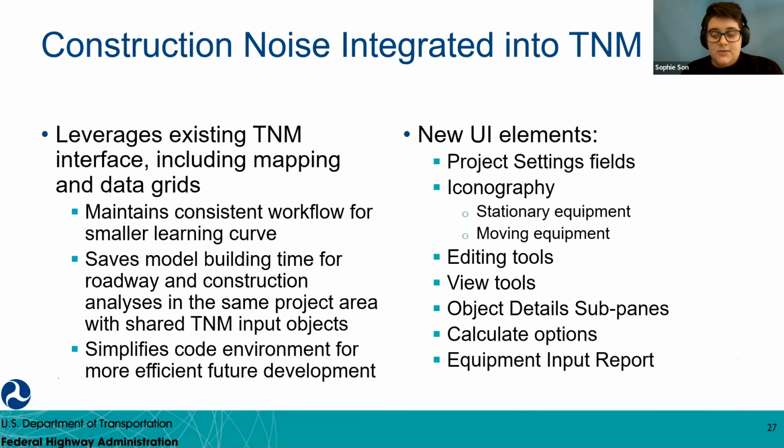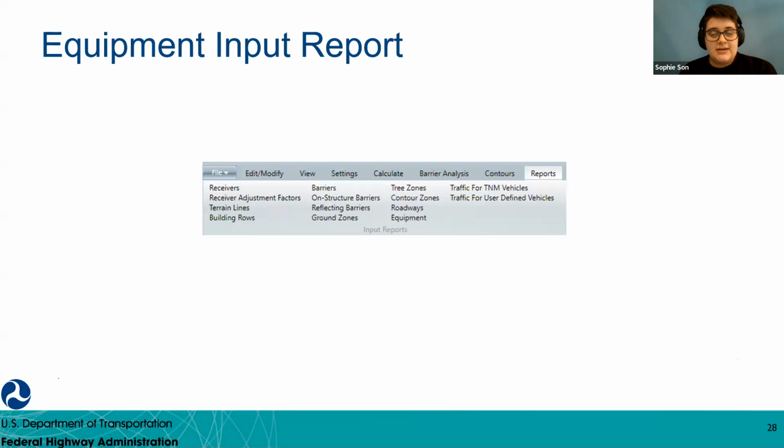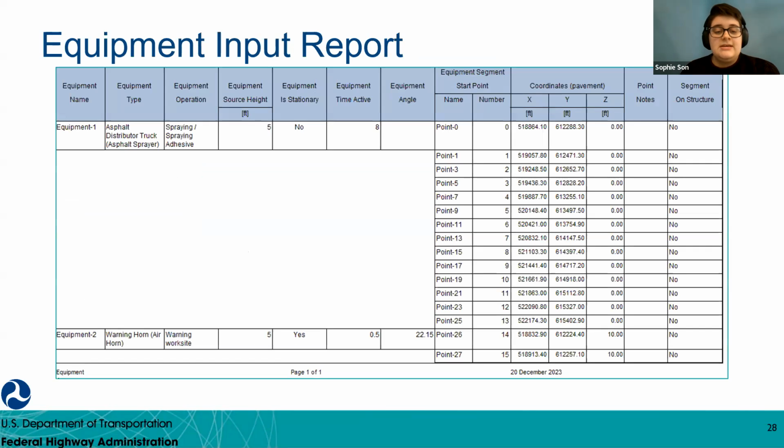Finally, we have the equipment input report, accessed in the reports ribbon. Clicking the equipment object name will open this report that essentially summarizes everything that's in the object details pane for equipment.